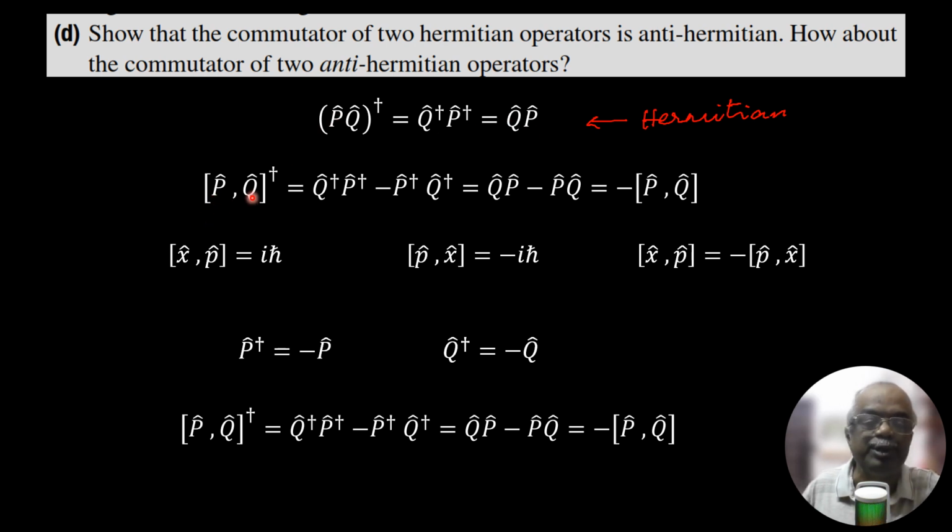That is, the commutation of P with Q, which can be written as (PQ)† minus (QP)†. So this is the commutation relation. The dagger of the whole thing becomes Q†P† minus P†Q†, because the order gets reversed when you take the dagger operation for both.